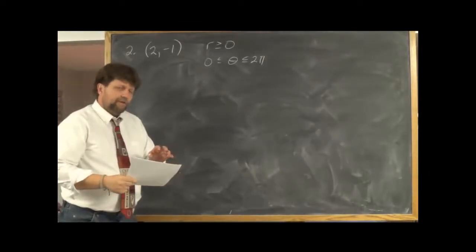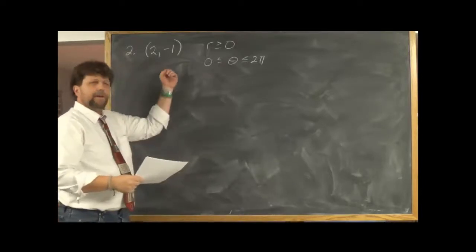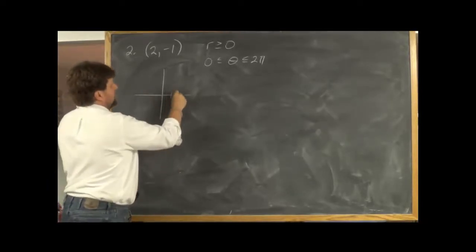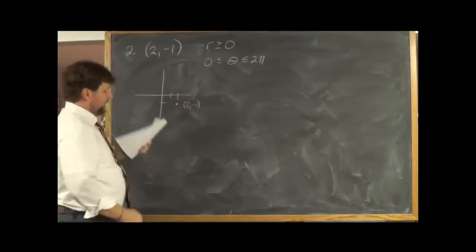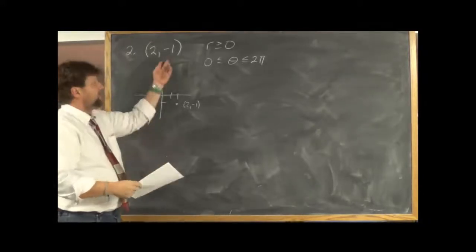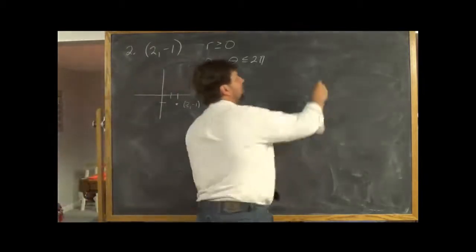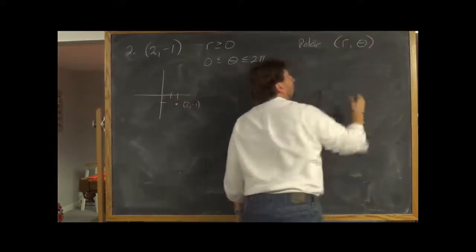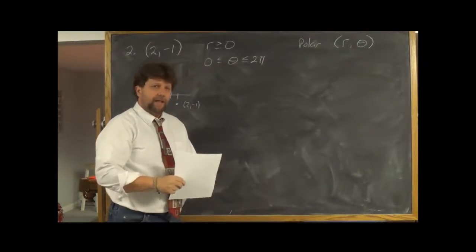Anytime I'm asked to convert a rectangular point to polar, or vice versa, the first thing I'm going to do is just plot this point. I know this point is living about right there. It's living down in quadrant 4. Okay, so now I need to take this rectangular point and convert it to polar coordinates. Just remember, polar coordinates are of the form (r, theta). R is the directed distance from the pole, and theta is the directed angle.